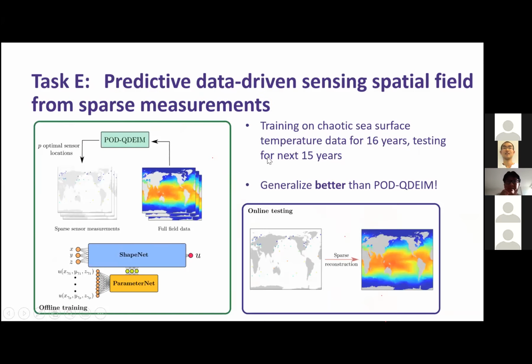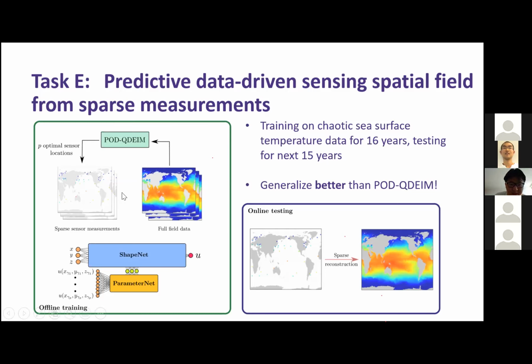So next, the final task would be using this framework to perform data-driven sensing of a spatial field from sparse measurements. This will have many interesting applications if you want to do realistic flow control, because you don't really have measurements of the flow at every point. Usually we have measurements basically on the surface of the object. Then you want to infer the flow field above the surface, maybe far away from it, if the problem is as simple as flow over a cylinder.